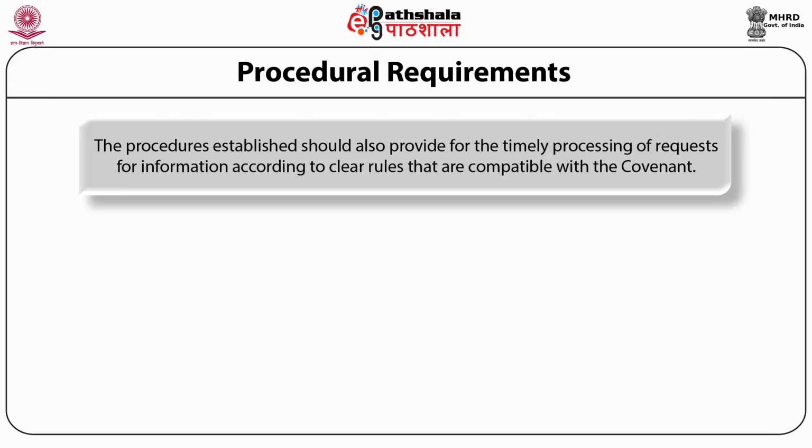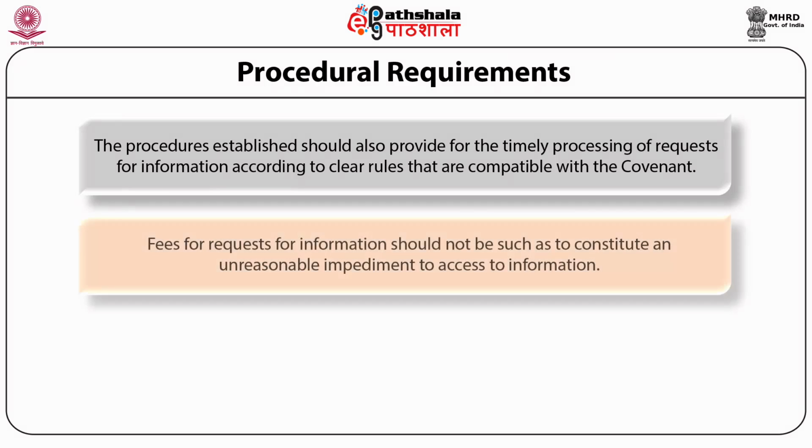The procedures established should also provide for the timely processing of requests. You should have a set time frame in which the request will be first acknowledged and then processed and actioned. And they said that there must be clear rules that are compatible with the covenant. The fees for requests for information should not be such as to constitute an unreasonable impediment to access to information. You can't have fees such as, say, 5,000 rupees or even 1,000 rupees, which would probably be an excessive fee to access information held by a public body.